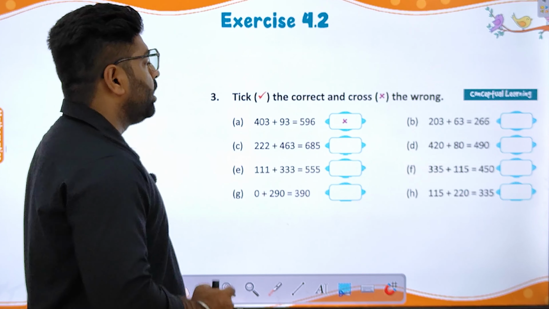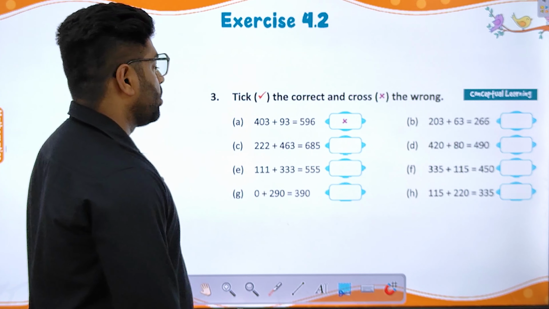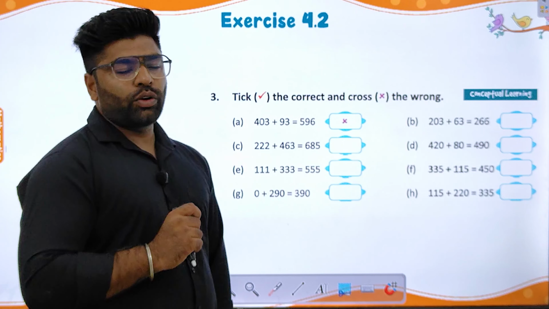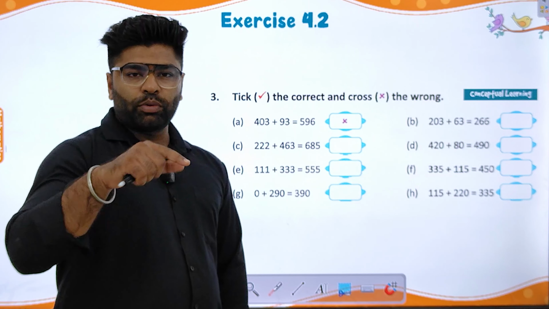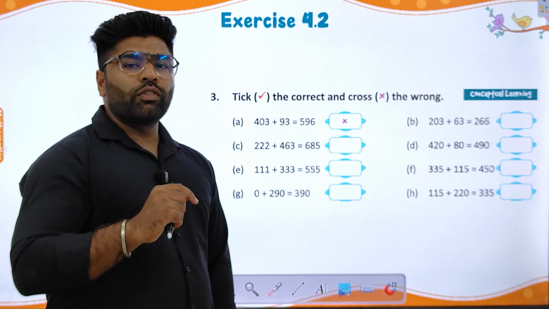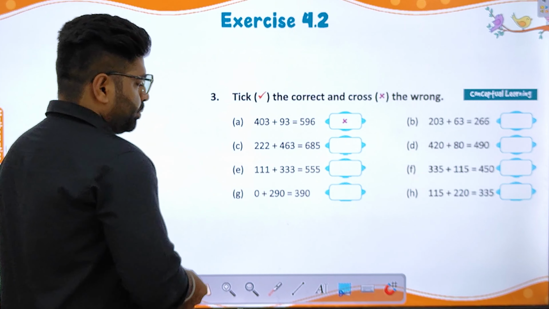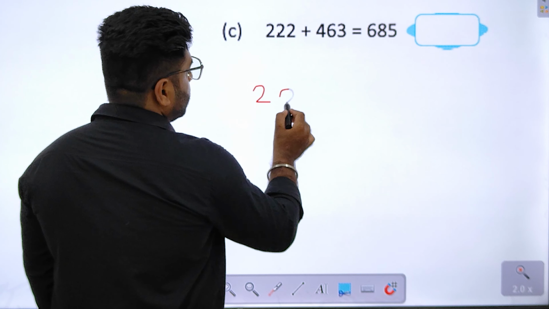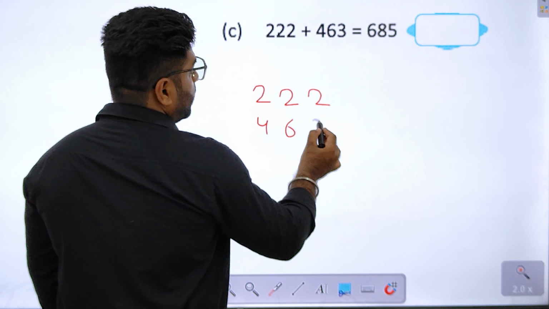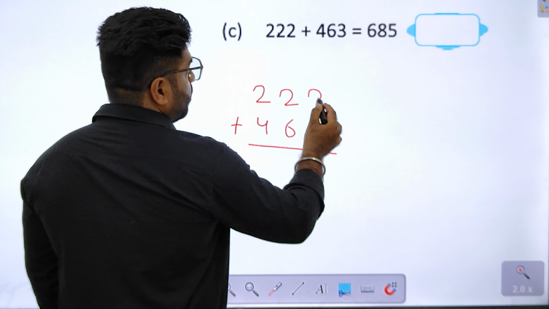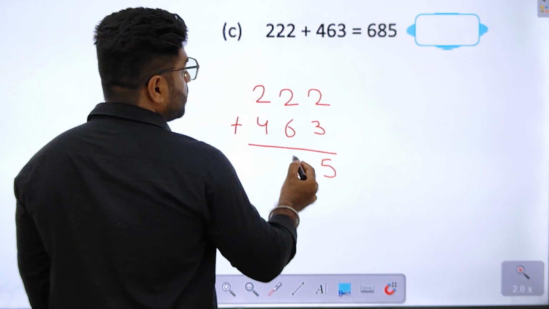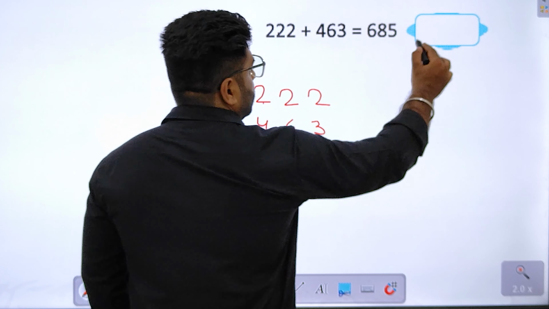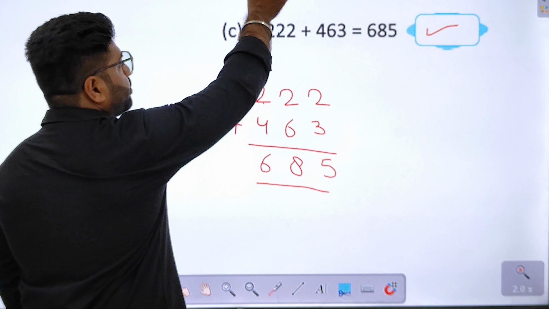Okay. Now we are having exercise 4.2, question number 3. Tick the correct and cross the wrong. Here we have to just check whether the answers are right or wrong. If our answer is correct, then we have to put a tick mark. If the answer is wrong, we have to put a cross. Okay, let's pick. Now we have to add these numbers. So first arrange them in columns, 4, 6, 3. So 3 plus 2 is 5, 6 plus 2 is 8, and 4 plus 2 is 6. So we are having 685 as the answer. Yes, it is a right answer. So we put a tick here.